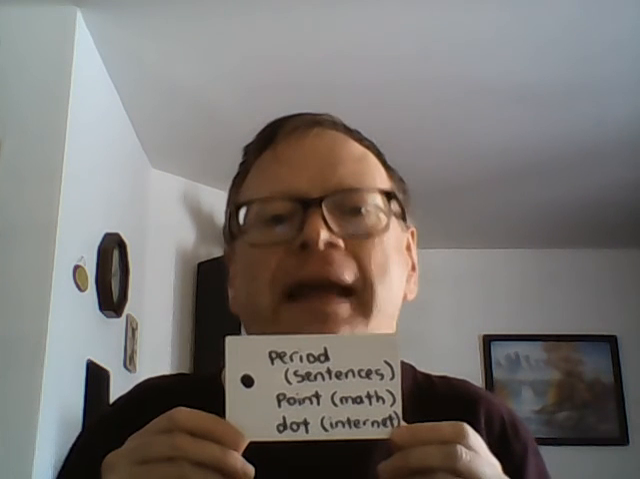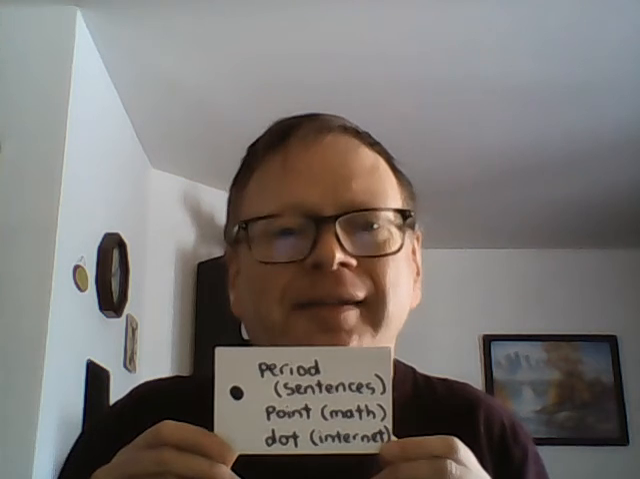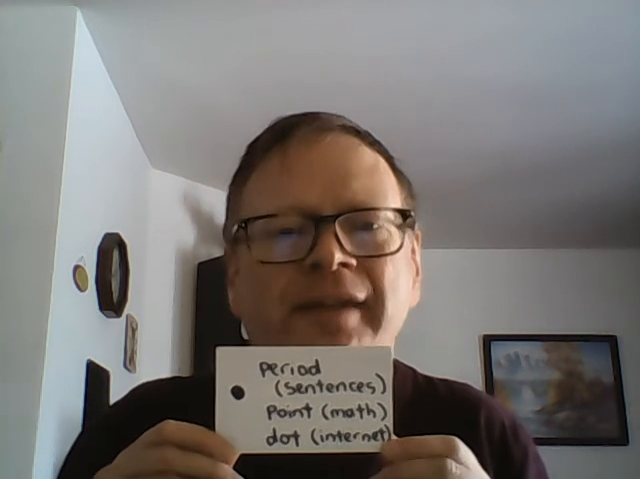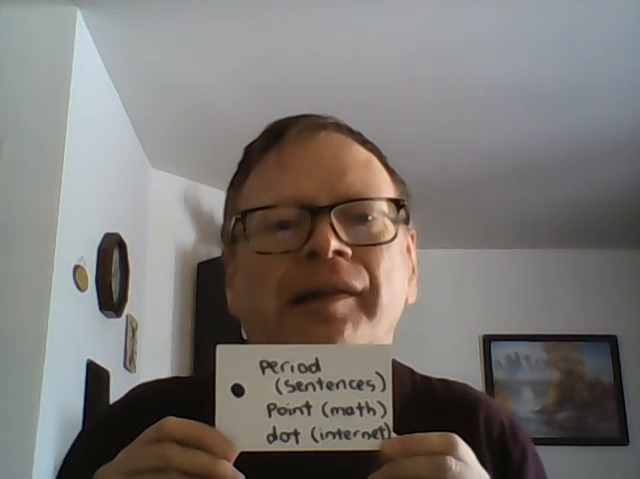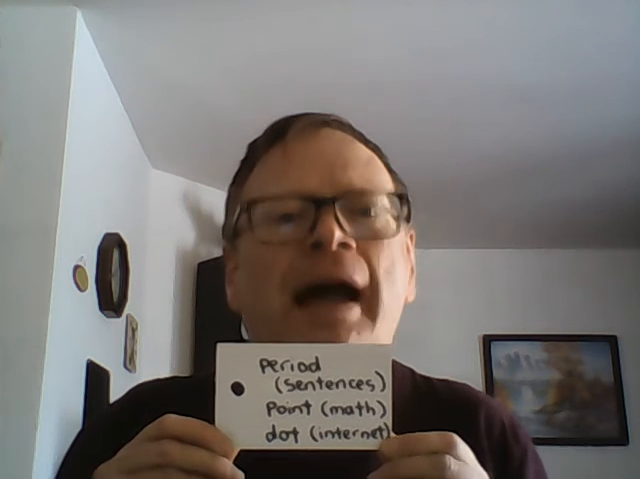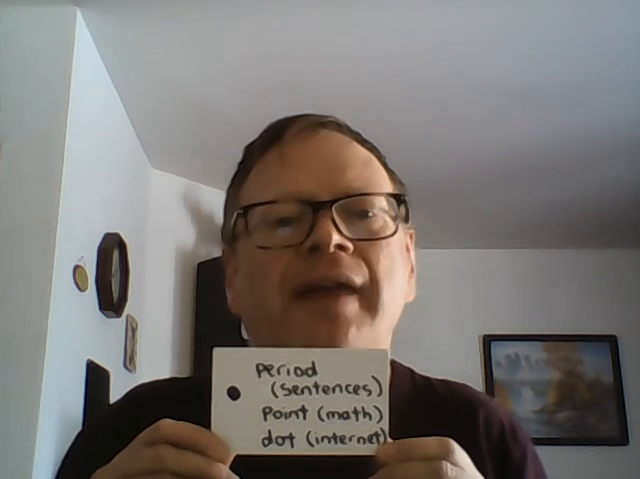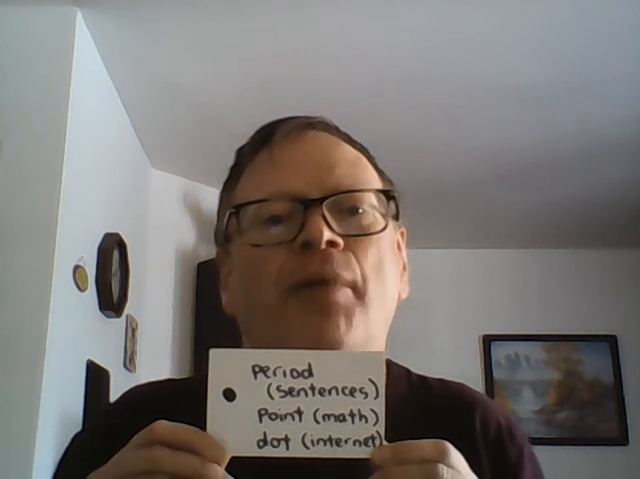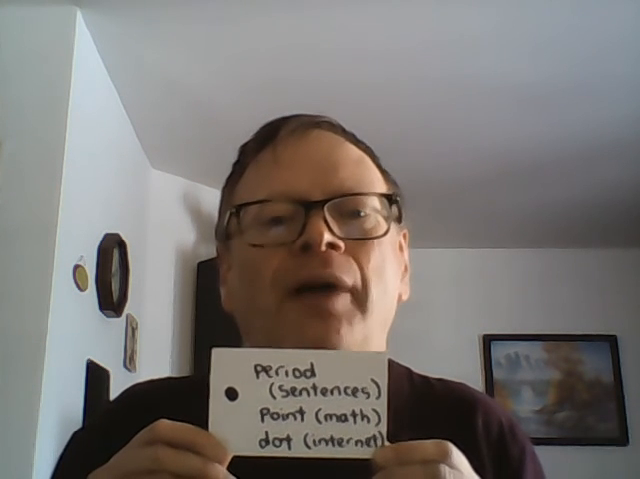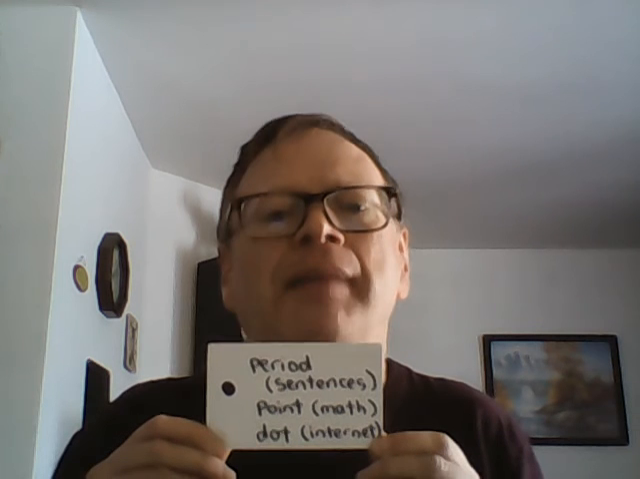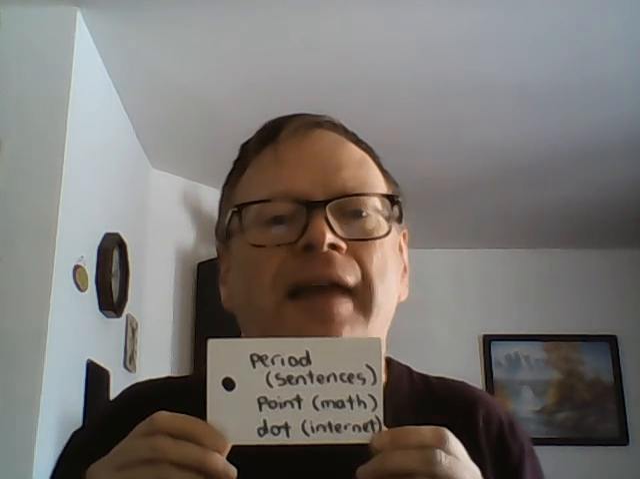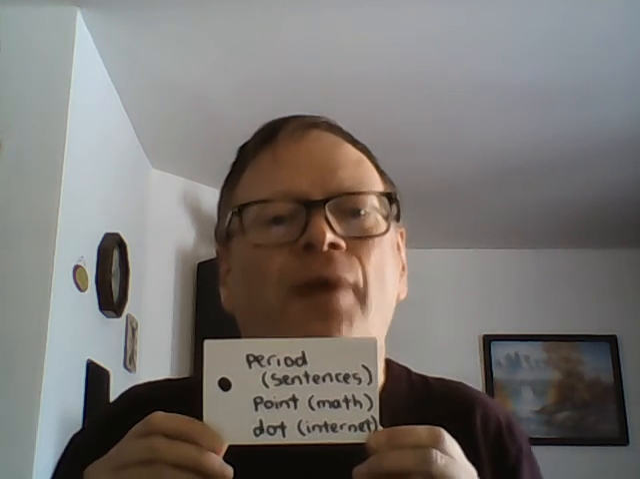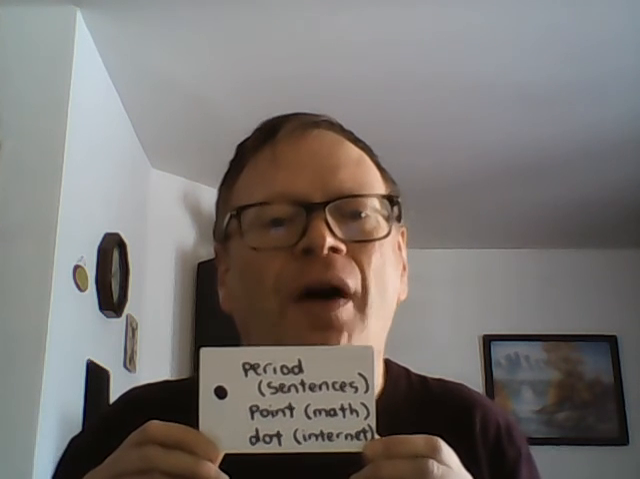Now this punctuation symbol has three names. It's a question of context. If we're talking about sentences, we call this a period. But if we're talking about math, numbers, we call this a point. For example, 2.2, 6.7. While if we're talking about internet, email addresses, we say dot. For example, www.jjj.com.